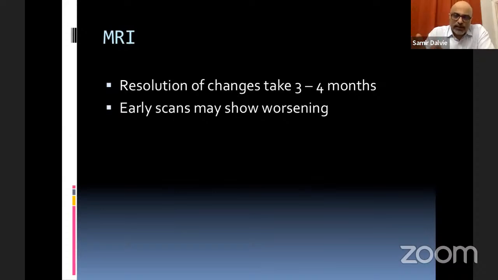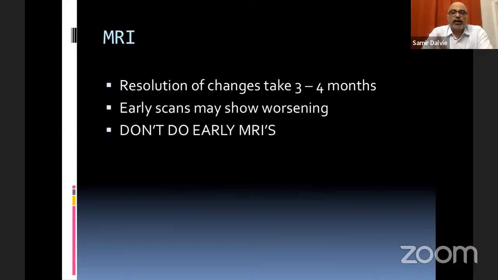But that is a normal thing in CNS TB, that initially the MRI looks worse because, although the patient is getting better, the MRI looks worse. So don't do early MRIs. I think I do MRI at 3 to 4 months. Very rarely, if the patient is deteriorating, would I do an MRI at 2 months.